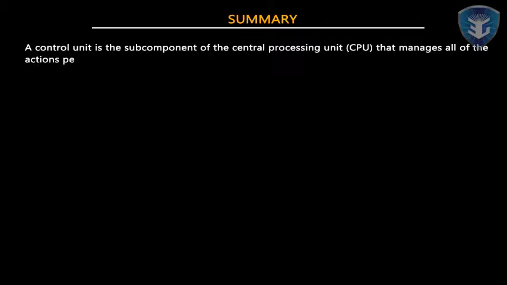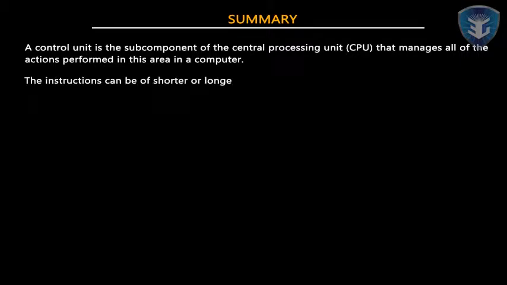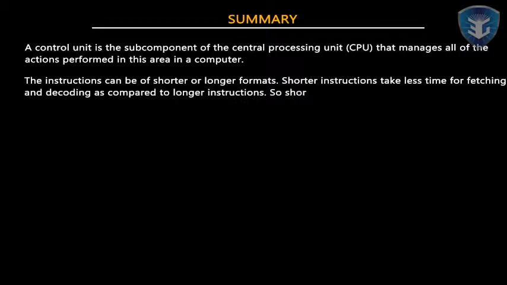Now in the end, let us summarize what we have learned in this lecture. A control unit is the subcomponent of the central processing unit, or CPU, that manages all of the actions performed in a computer. The instructions can be shorter or longer formats. Shorter instructions take less time for fetching and decoding as compared to longer instructions. So shorter instructions are preferred over longer ones.